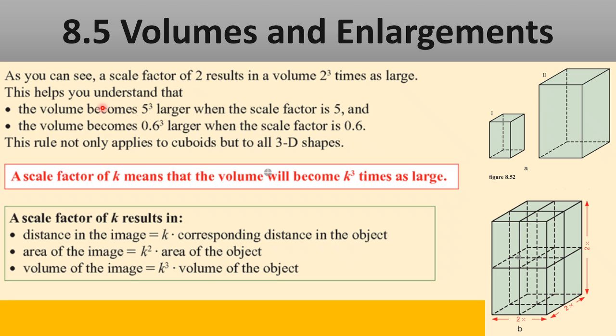So if a volume becomes 5 to the 3rd power larger when the scale factor is 5, and the volume becomes 0.6 to the 3rd larger when the scale factor is 0.6, and this applies to all 3D shapes, we can now say if we have a scale factor of k, that means that the volume will become k to the 3rd power times as large. And areas became k squared times as large. Right, so this is an overview. Distances, lengths and widths and such, lines become k times as big, areas become k squared times as big, volumes become k to the 3rd times as big.